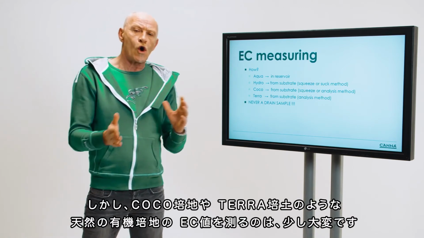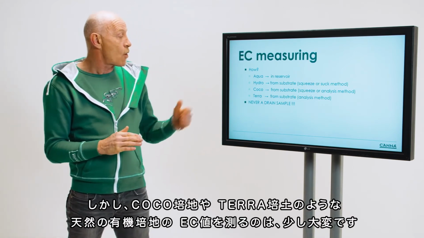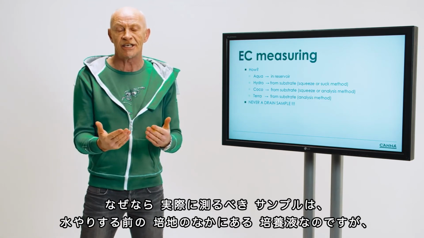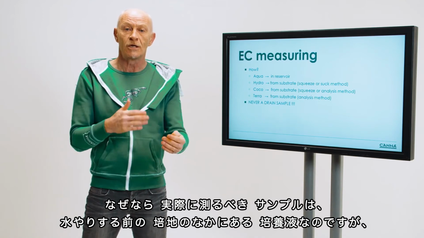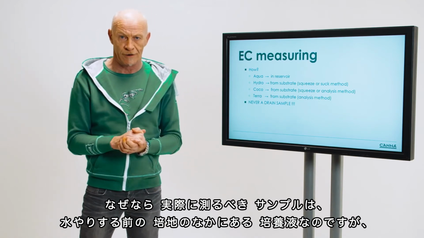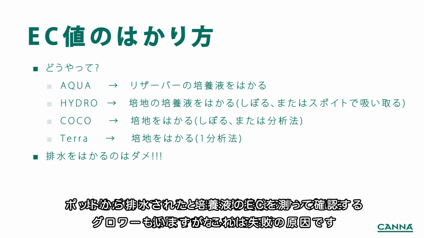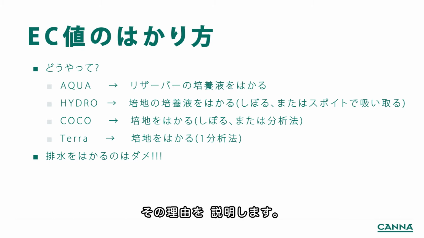But for organic substrates like coco or terra, it's not so easy, because actually you want to take the sample just before you start to water. But then the substrate is dry, and it's hard to get that out. Some growers use the drain from those substrates. But if you use the drain, the number can mislead you. I will give you an example.